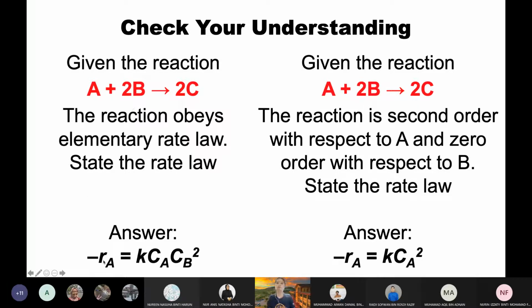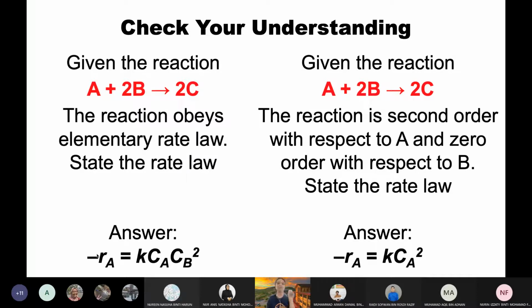That's why you see the rate law become minus RA equals to K is always there, regardless elementary rate law ke non-elementary rate law, the K is there. The K is reaction rate constant. Beza, minus RA is reaction rate. K is reaction rate constant.